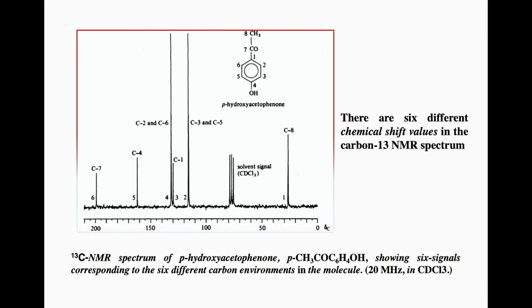Another example we have is para-hydroxy acetophenone. I have discussed proton NMR spectra earlier, but it is not only the case for protons, but also for carbon-13 NMR. Carbon-13 is actually NMR active, so its NMR spectrum can be recorded.